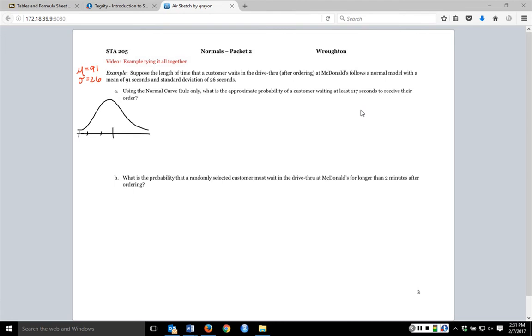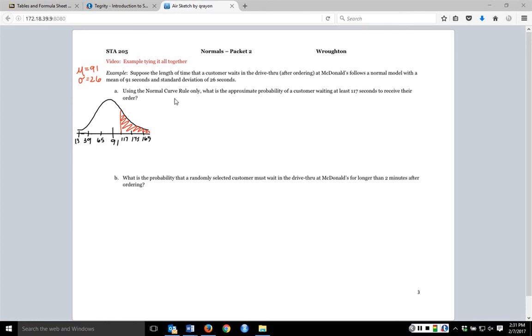And go out my 3 standard deviations in both directions. Put our numbers on here. So there's our mean of 91, subtracting off the 26 as we go left, adding on 26 as we go right, and it says we want 117 or more, at least 117. So I would want everything to the right. Remember, I can't use the table here, I can only use the normal curve rule that I know.